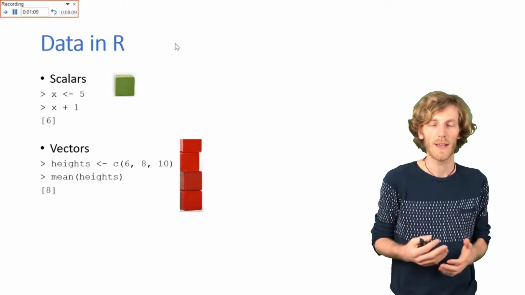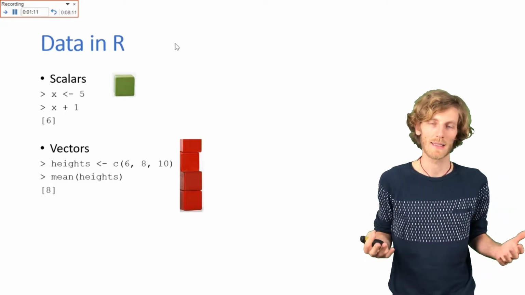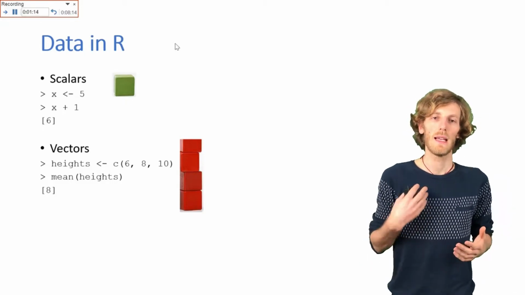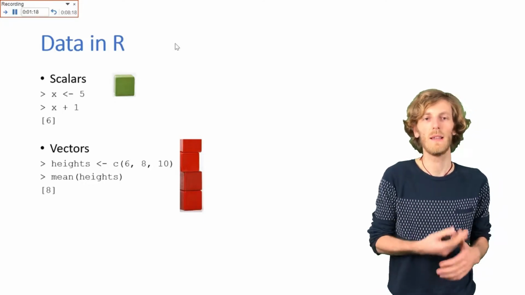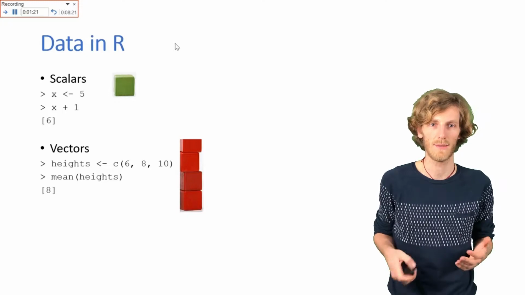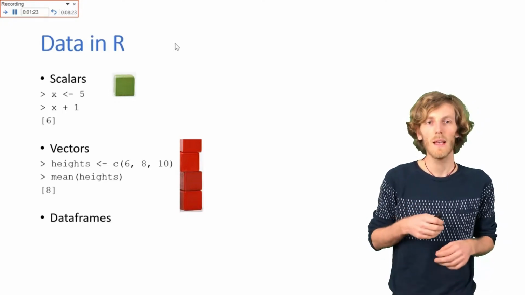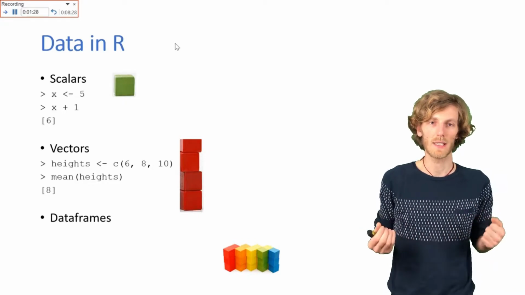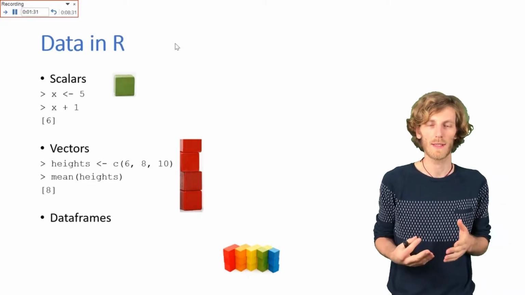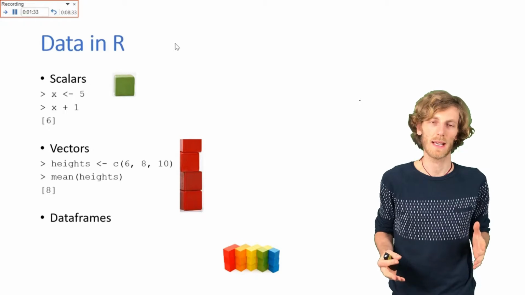So one thing to have in a vector could, for example, be the heights of the people in our sample. And then we can easily do calculations across this vector. Mean here just gives us the average height of these people. And then the third is a data frame, which is basically just a combination of vectors. That's where we would store all of the variables relevant to one particular project.